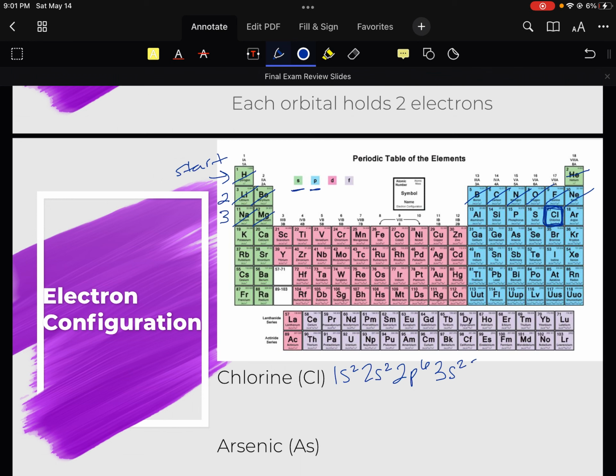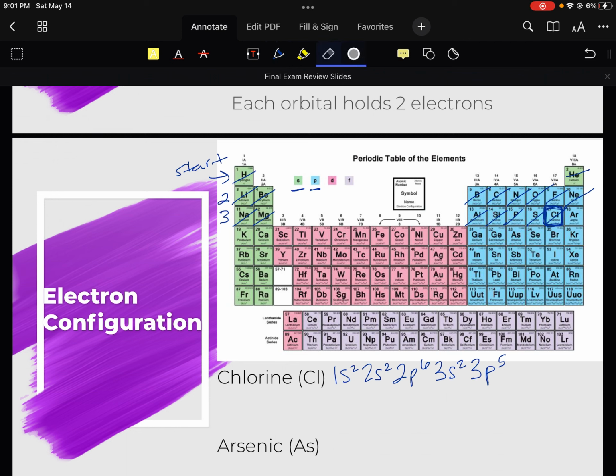Now we come over to the p, so we're still on the third level with p, so we want to count how many we have. 1, 2, 3, 4, 5. Now I'm at chlorine, so I'm going to stop. So now I just write 3p5. That is my electron configuration for chlorine.